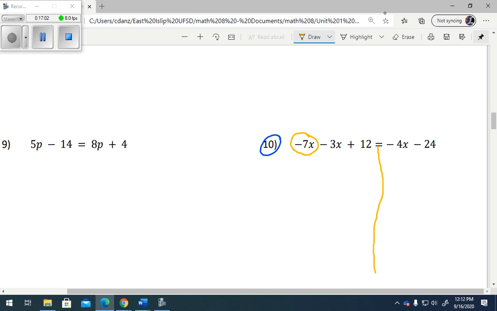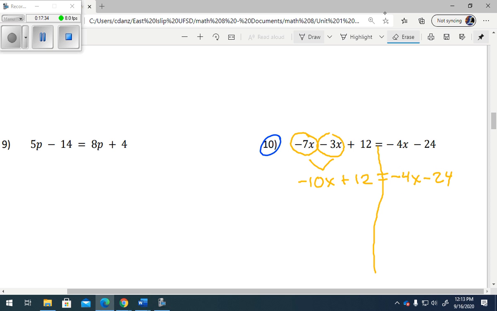This negative 7x can combine with this negative 3x. They combine to be negative 10x. And I'm just going to bring everything else down. Nothing else can combine now. The left side, those are not like terms, so you can't combine anything. On the right side, those are not like terms, so I can't combine anything.